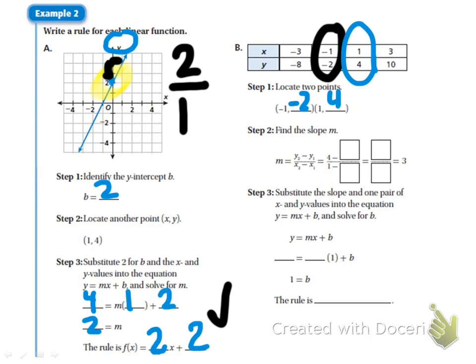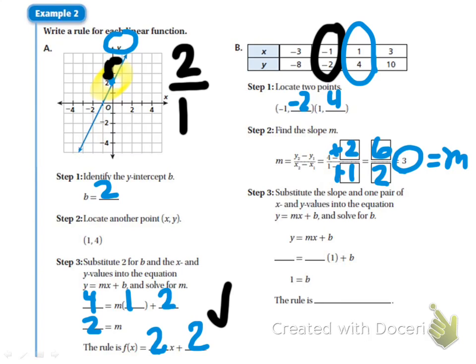Now I'm going to find the slope by using our slope formula, y2 minus y1 over x2 minus x1. So I have 4 minus negative 2 over 1 minus negative 1. Whenever I have two negatives beside each other, that is a plus. So this is 4 plus 2 is 6. 1 plus 1 is 2. 6 divided by 2 is 3. So 3 is my slope.